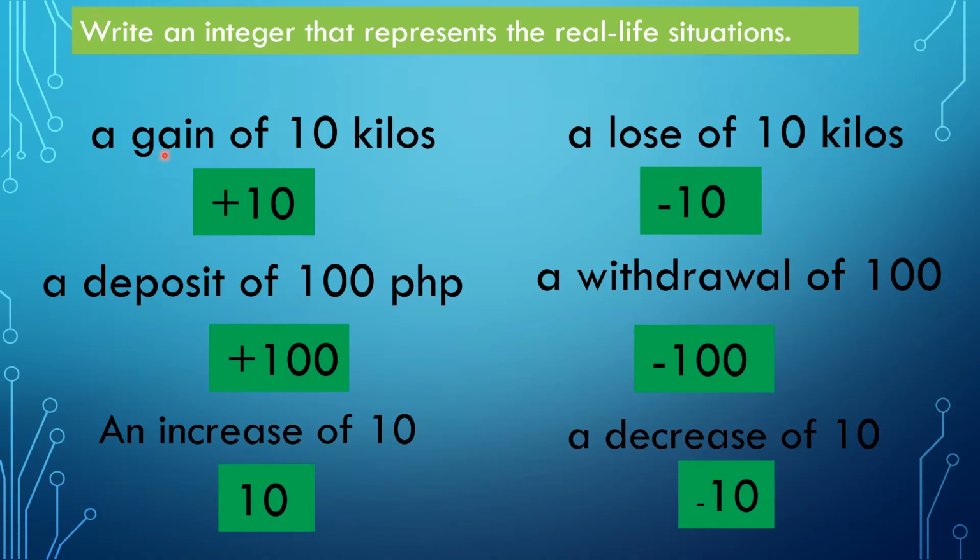So if gain and loss are opposite, it means that positive 10 and negative 10 are opposite integers. Positive 100 and negative 100 are opposite integers. 10 and negative 10 are also opposite integers.